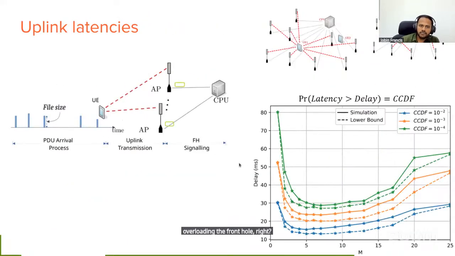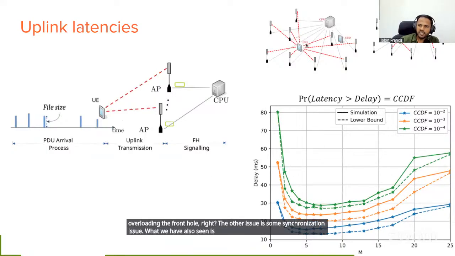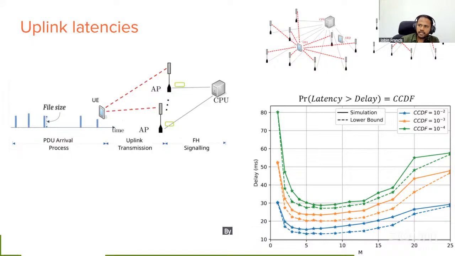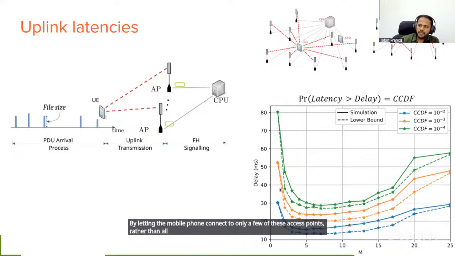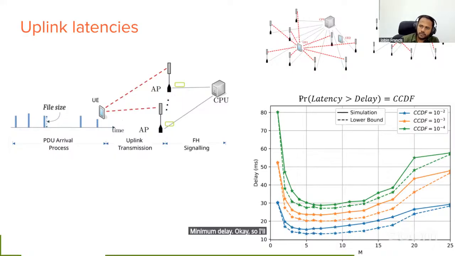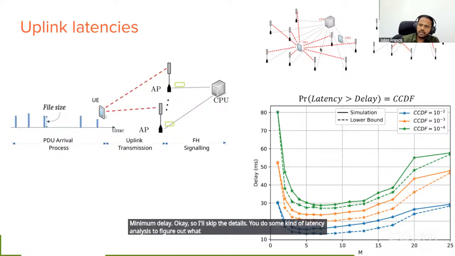The other issue is some synchronization issue. What we have also seen is that by letting the mobile phone connect to only a few of these access points rather than all the access points, you can actually reduce the delay here, and there is an optimal number of access points that should serve a UE at which you get the minimum delay. Okay, so I'll skip the details. You do some kind of latency analysis to figure out what is that optimal number of access points that should connect to a user.